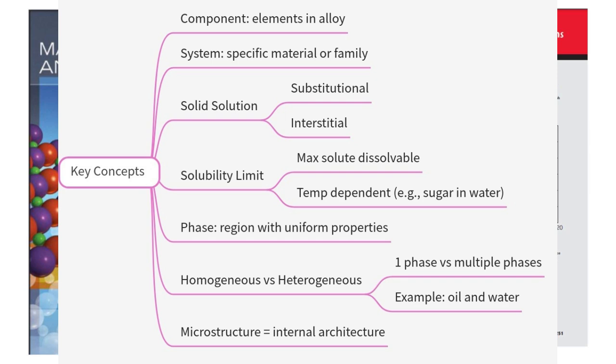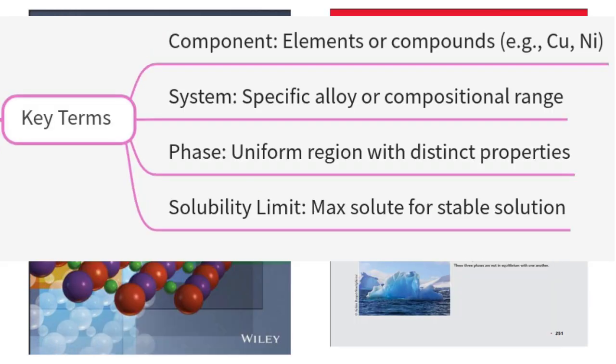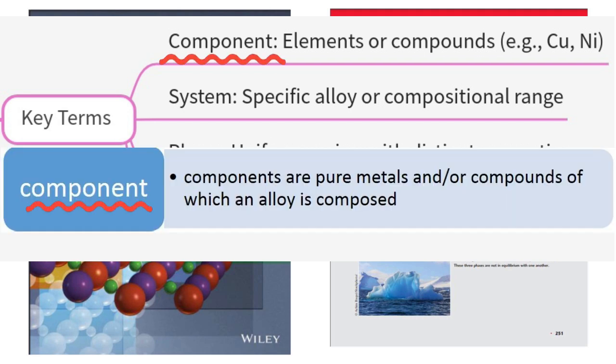First things first, we've got to learn the lingo. There are a bunch of key terms that we need to know to understand these diagrams. So let's start with component. When we talk about alloys, which are mixtures of metals, the components are the pure metals or the compounds that are in that alloy. Like if we think about brass, that's an alloy, and its components are copper and zinc. Got it. So, the individual ingredients that make up the alloy.